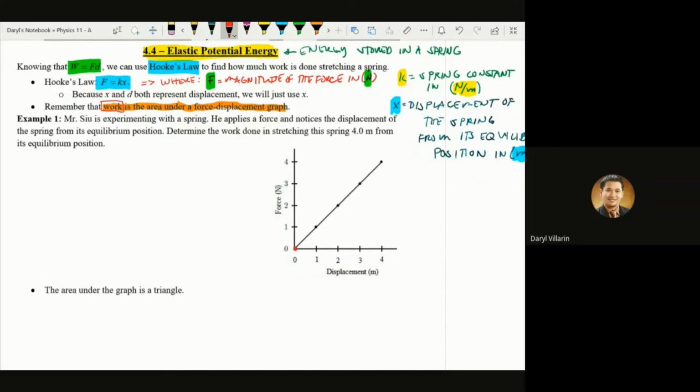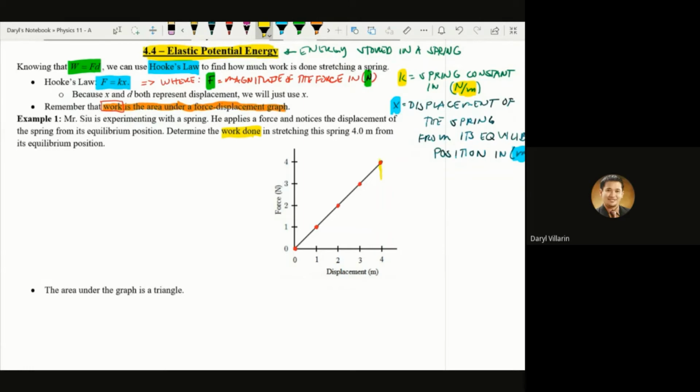When you apply a force of 1 Newton, the spring displaces by 1 meter. And if you apply 2 newtons, the displacement is now 2 meters. If you apply 3 newtons, it gives you a displacement of 3 meters, and so on and so forth. And then you create this straight line graph. Okay, so we want to determine the work done in stretching the spring to 4 meters from its equilibrium position. So work done. And we know that the work done here is just equivalent to the area.